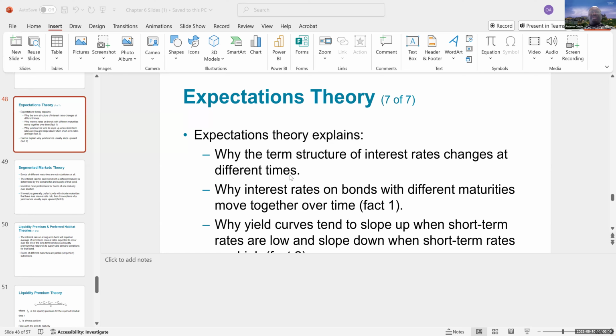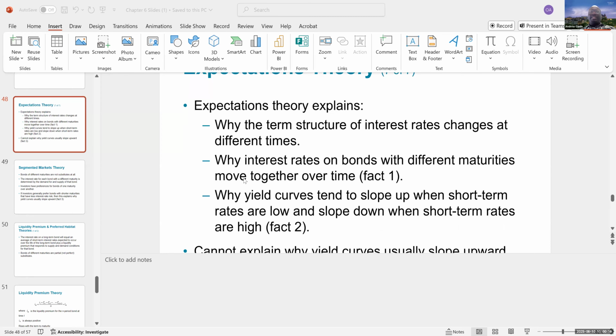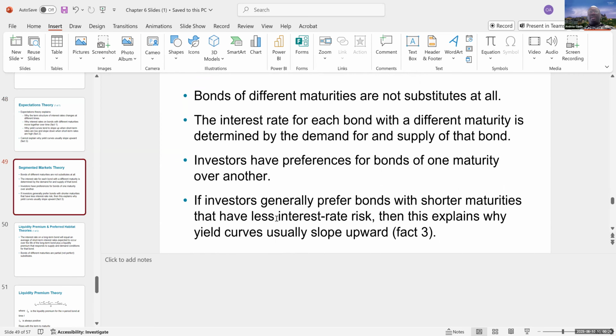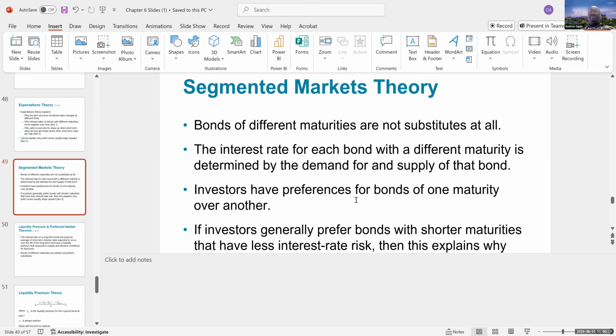So this is going to be part 2 of chapter 6, which is towards the last end of chapter 6. We talked about the limitation of expectation theory: it cannot explain why yield curves usually slope upwards. So we're going to talk about another theory, which is the segmented market theory.